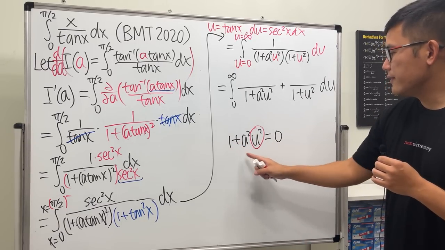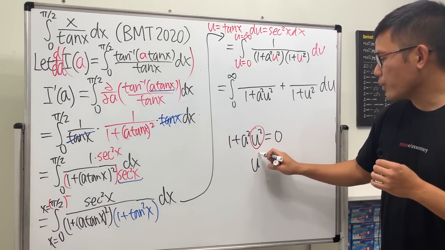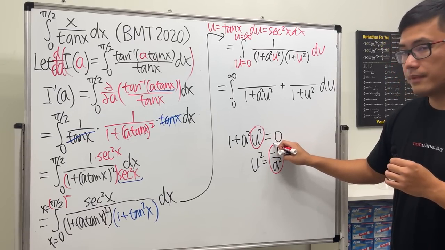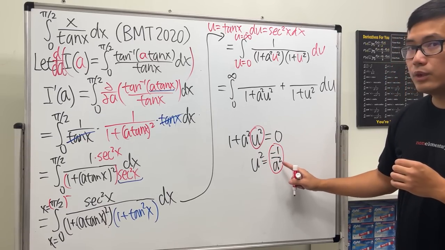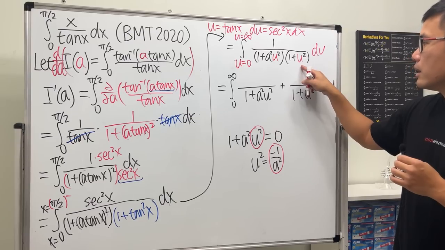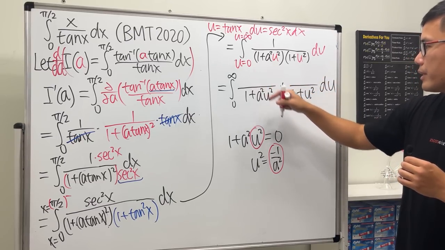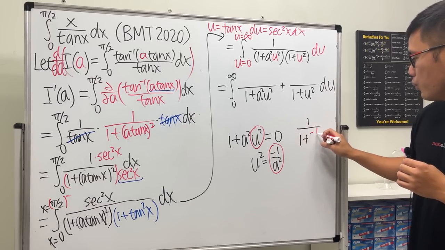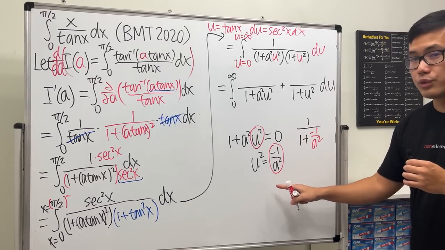Put this to the other side, divide this to the other side, we see that u squared is just equal to negative 1 over a squared. So u squared has to be that. And then we put this right here. And that will be this. So this number here is going to be 1 over 1 plus negative 1 over a squared. That's the u squared part.